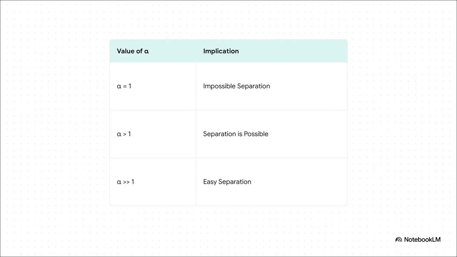This table really breaks it down for us. If alpha is exactly 1, your VLE curve is just sitting right on top of that x equals y line. What does that mean? No separation. It's impossible. You've got an azeotrope. But as alpha gets bigger than 1, that curve starts to bow out, creating that all-important gap. The bigger the alpha, the more it bows out, and the bigger each of those graphical steps, which we'll get to in a minute, is going to be. And that means you'll need fewer stages to get the job done.